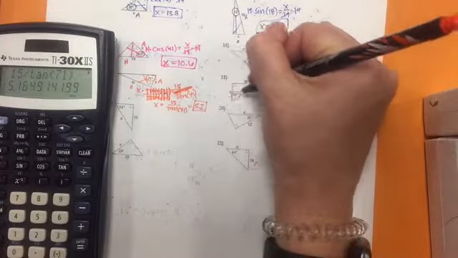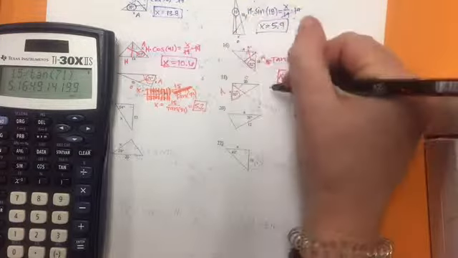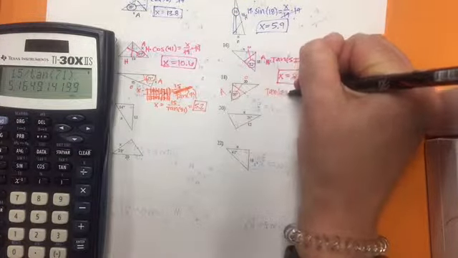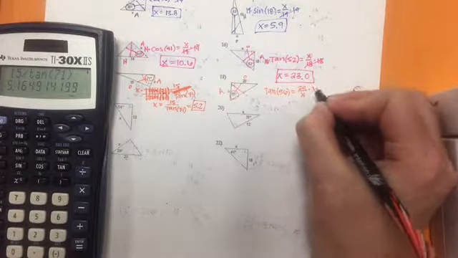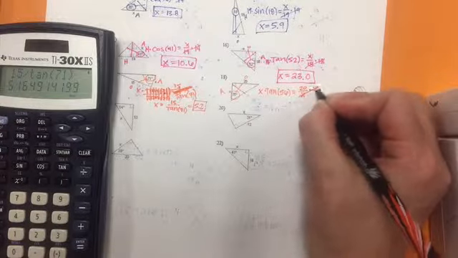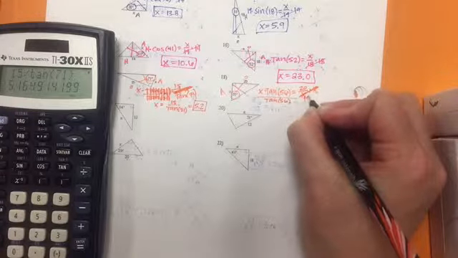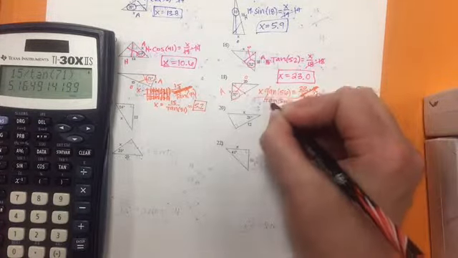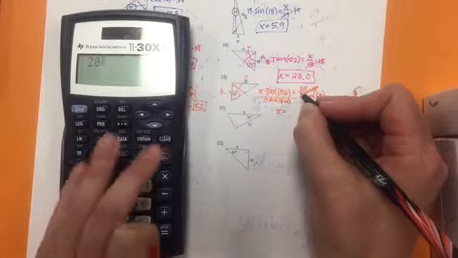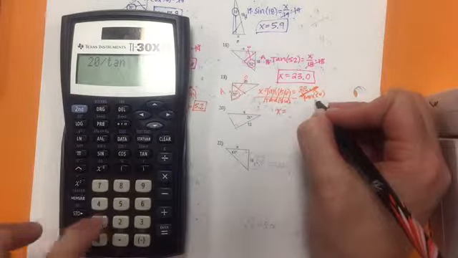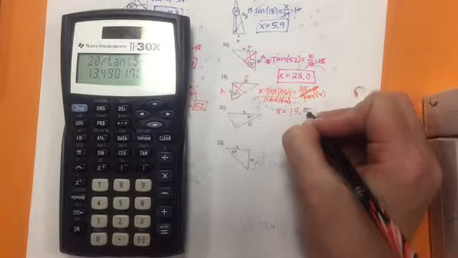Number 18, I have 56 for my angle. Opposite, no hypotenuse, adjacent. Tangent of 56 equals O over A. I times by the denominator, they cancel out. Divide by tangent of 56. These cancel out and I'm left with X equals 20 divided by tangent of 56, which equals 13.5.